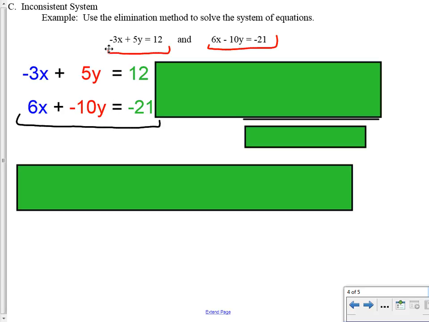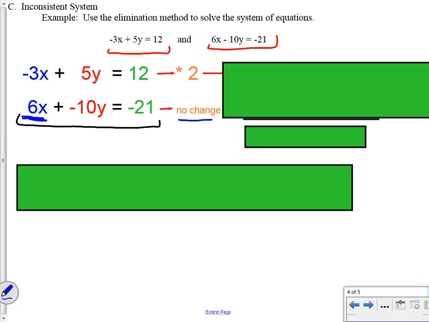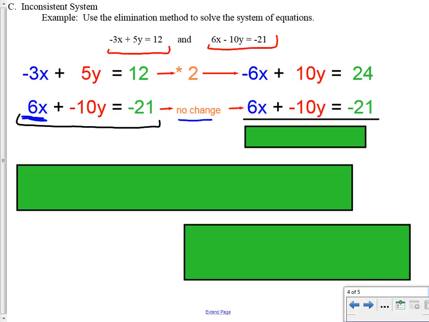Again, like our last example, we're going to need to multiply to get these to be in a case where our x or our y, or at least one of those, will cancel each other out. So for our top equation, I'm going to multiply it by 2, because I noticed that negative 3x we can easily get to a negative 6x just by multiplying by 2. That negative 6x would cancel out with this 6x. So this one doesn't have to change at all. Just keep it just as it is. So the top equation becomes negative 6x plus 10y equals 24, because I just multiplied everything by 2.